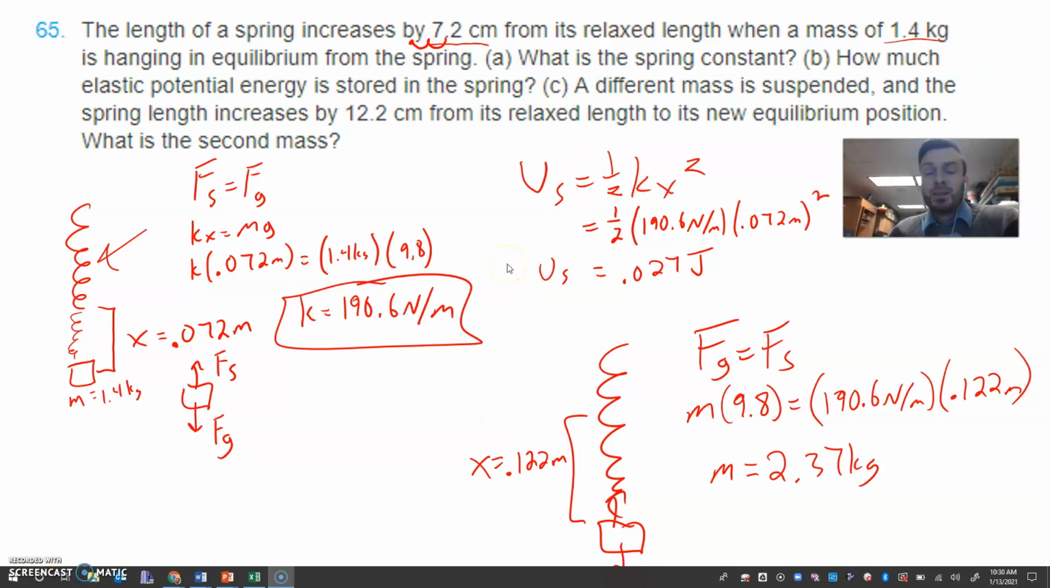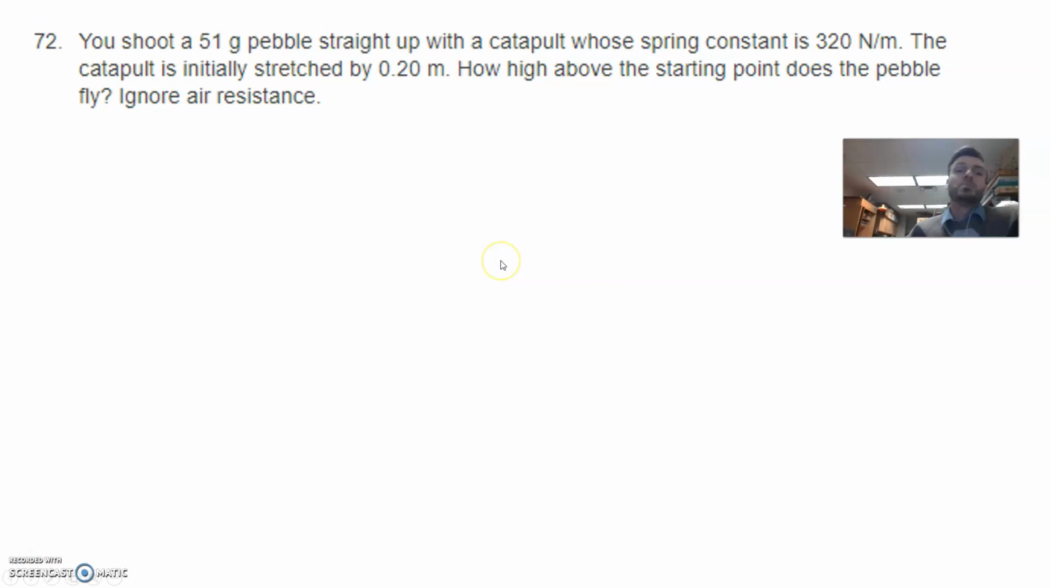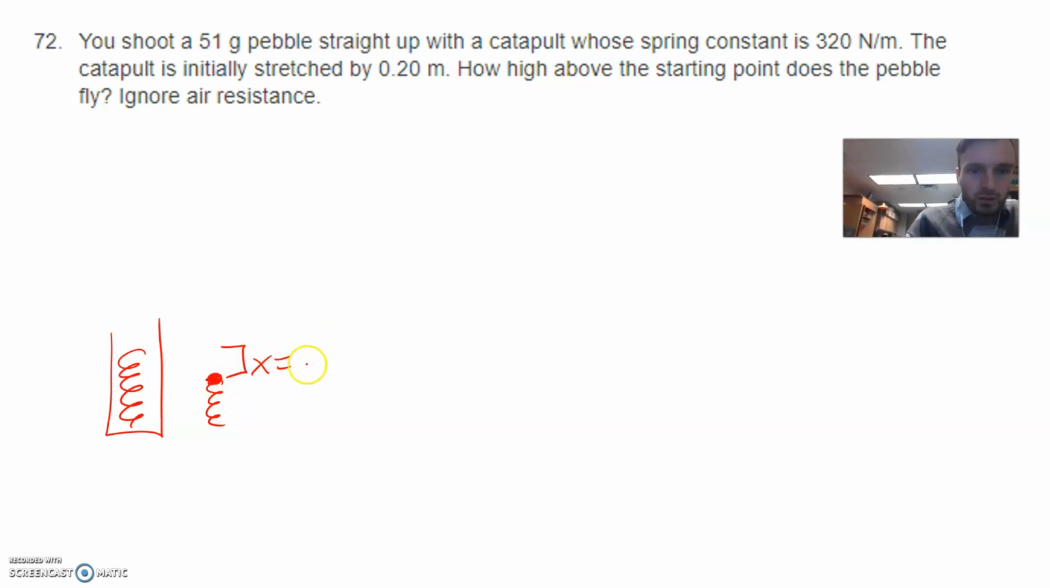I'm going to do little explaining and lots of mathing, so let's keep it moving here, people. You shoot a pebble straight up with a catapult whose spring constant is 320 newtons per meter. The catapult is initially stretched by 0.2 meters. How high above the starting point does the pebble fly? So here we go. We've got this guy, and we're going to squish the spring down like this. How far are we going to squish it down? We're going to squish it down 0.2 meters.